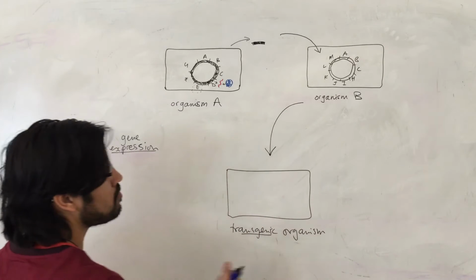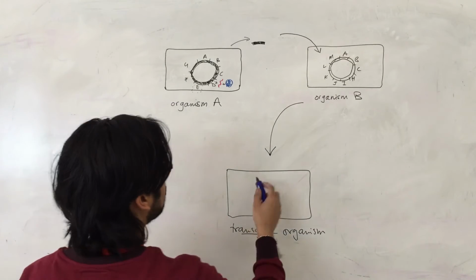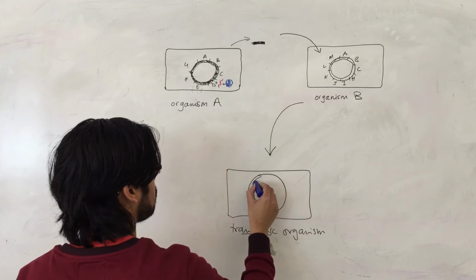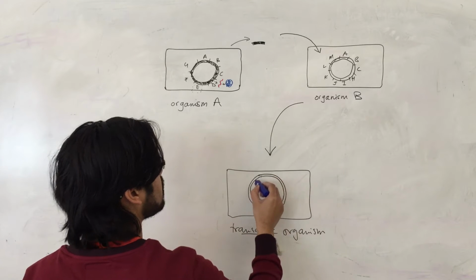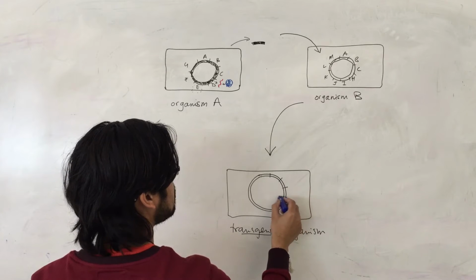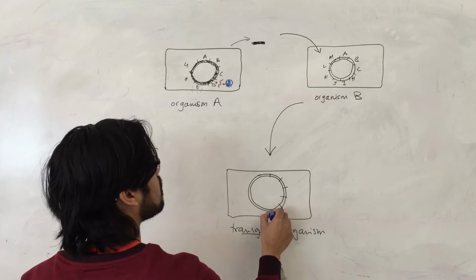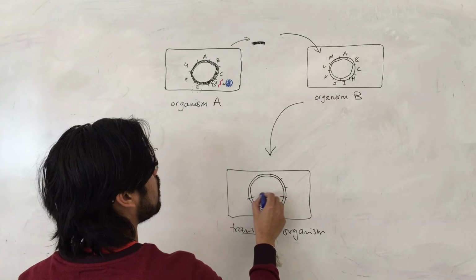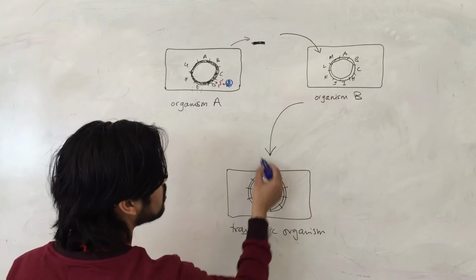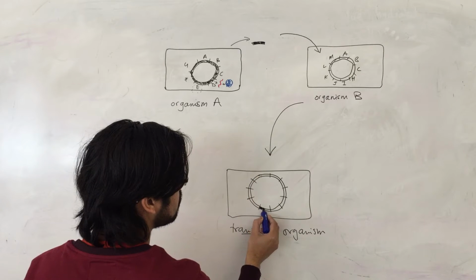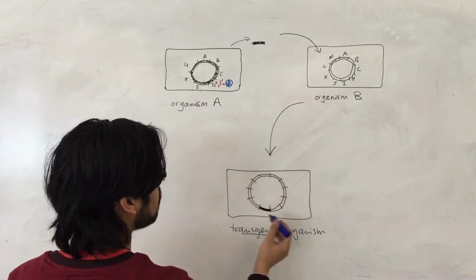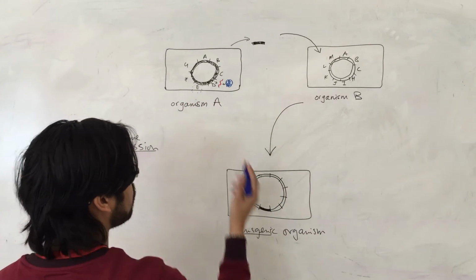Okay, so the idea of a gene from a different species is the key here. So what we'll have is a new genome looking slightly different. Okay, so we'll have A, B, C, H, I, J, K, L, and M. And somewhere in there, as well as all the original genes, there'll be the gene that we introduced from organism A. So now organism B is expressing a gene from organism A.